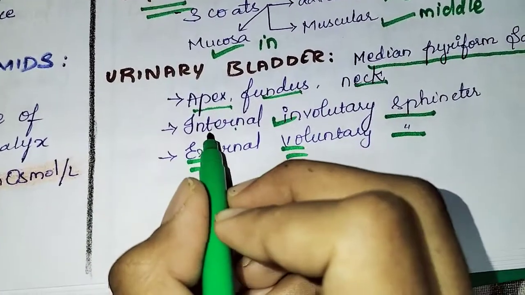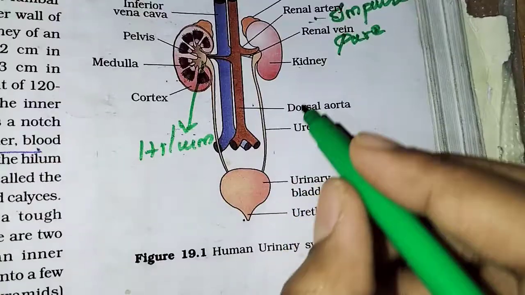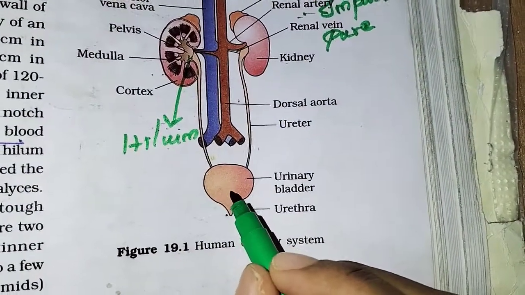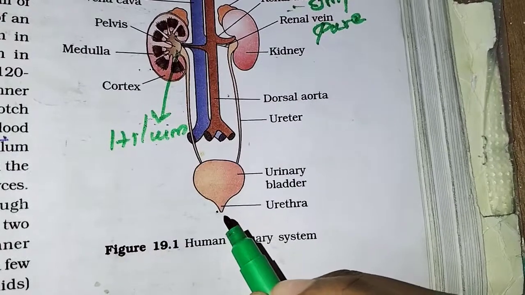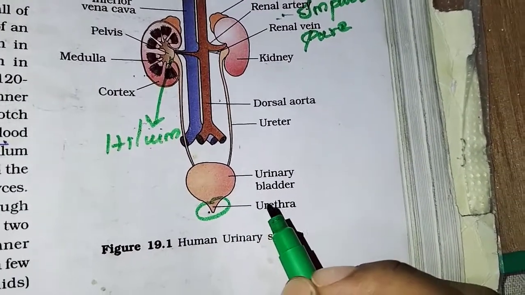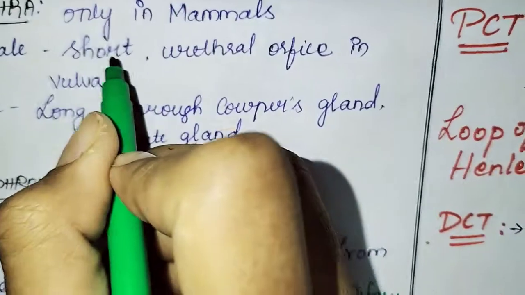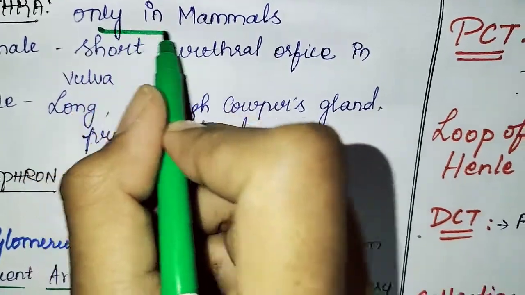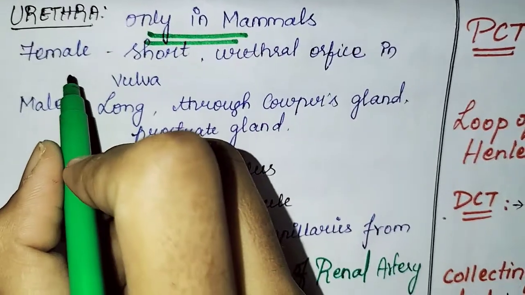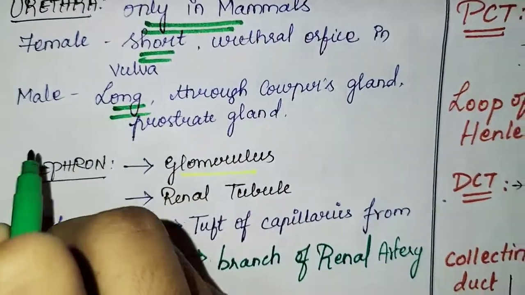Involuntary internal sphincter, voluntary external sphincter. See here, the pair of ureters comes and joins over here. So this is the urinary bladder, and the end part of the excretory system is the urethra. Clear? One important point to note is that the urethra is seen only in mammals. They are short in females and long in males.